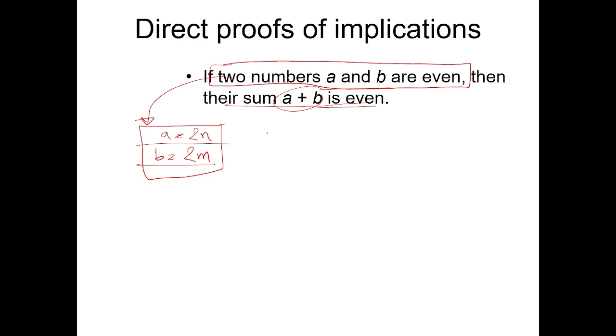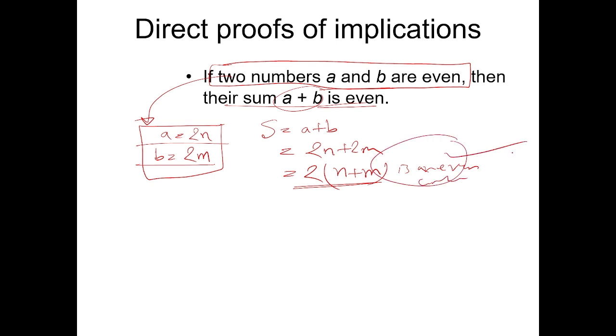So let's just attempt to find the sum. The sum is going to be A plus B. So 2n plus 2m, you take the 2 as a common factor, and this happens to be an even number. So this is proved, right? So this whole implication is true.